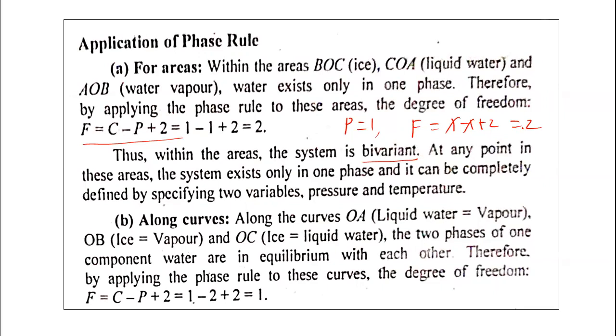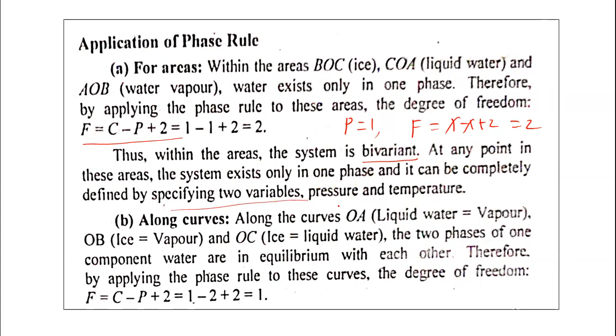So the degree of freedom F is equal to 2. It means that we require two variables to specify the system. So at any point in these areas, the system exists in only one phase, and it can be completely defined by specifying two variables, pressure and temperature.